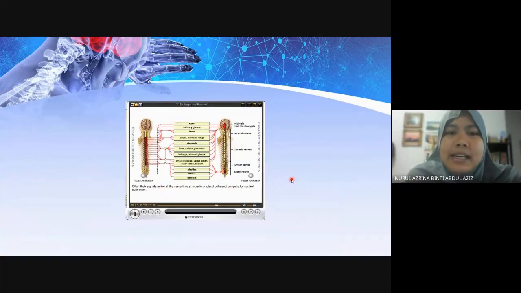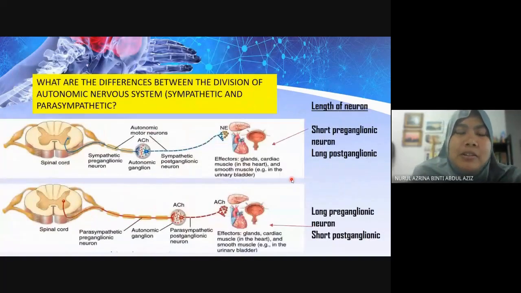So soalan kita sekarang ni, macam mana nak bezakan sympathetic dan parasympathetic? And what are the differences in action between sympathetic and parasympathetic? Okay, so kita buat ni kat you all. Tengok sini betul-betul. Tengok ni dulu and then I go to this one. What are the differences between the divisions of the autonomic nervous system, which are the sympathetic and parasympathetic?